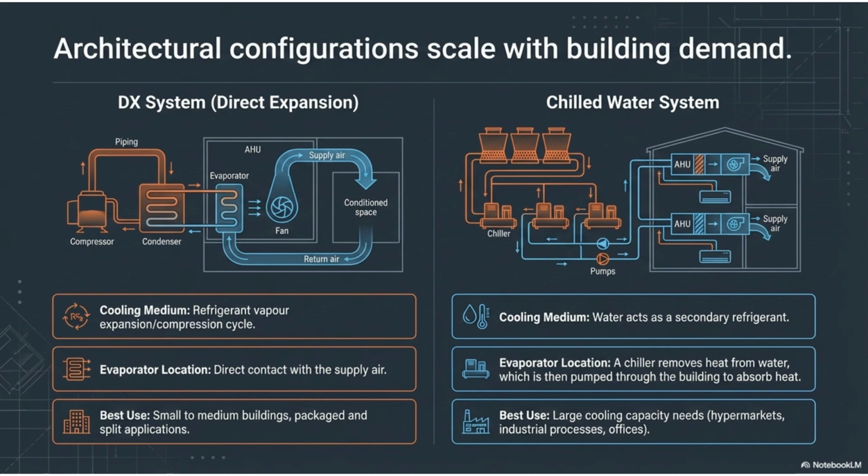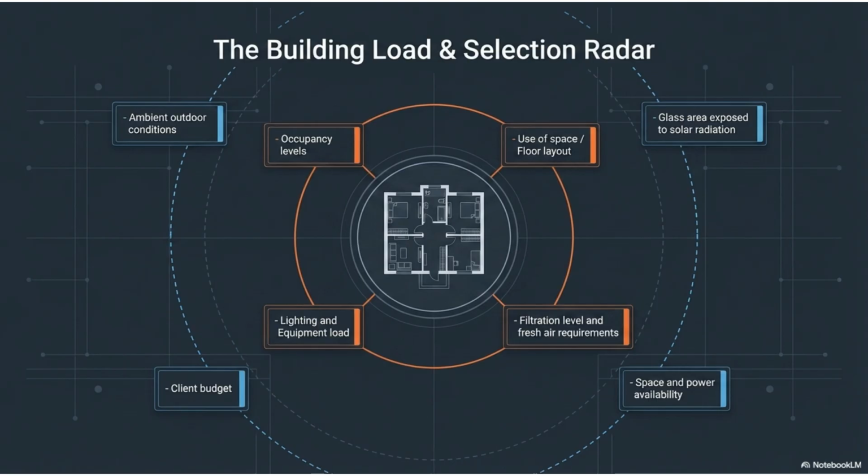Architectural configurations scale with building demand. DX systems use refrigerant for direct expansion and are best for small to medium buildings. Chilled water systems use water as a secondary refrigerant and are ideal for large cooling needs in industrial processes or hypermarkets. The building load and selection radar shows key factors influencing system selection, including ambient conditions, occupancy levels, lighting and equipment load, and client budget, along with building-specific factors like floor layout and glass exposure.